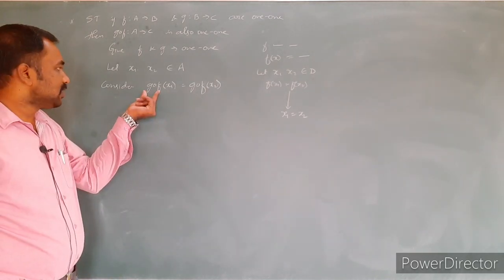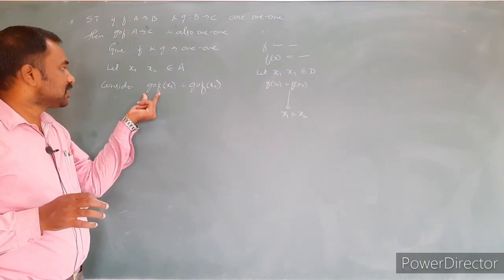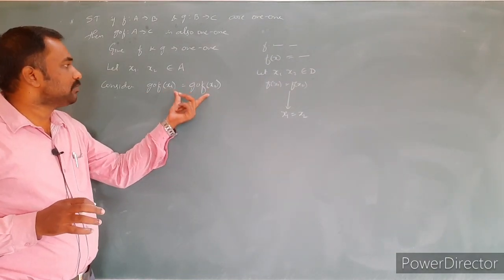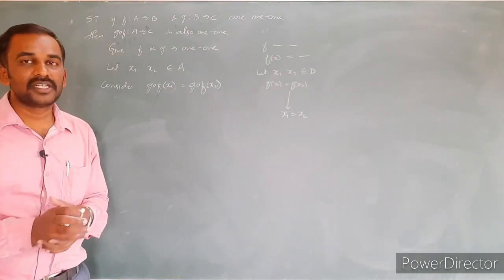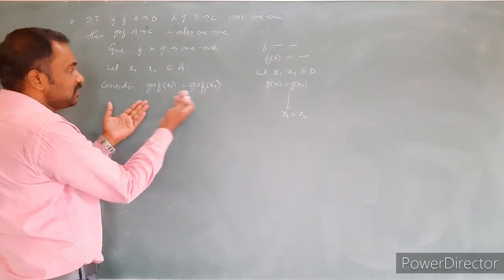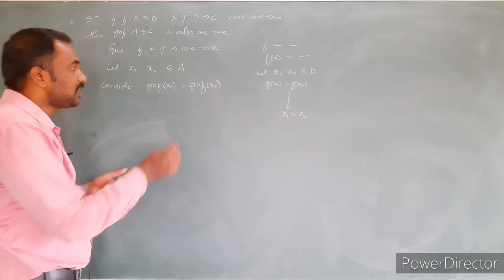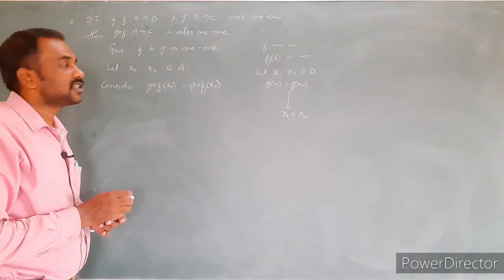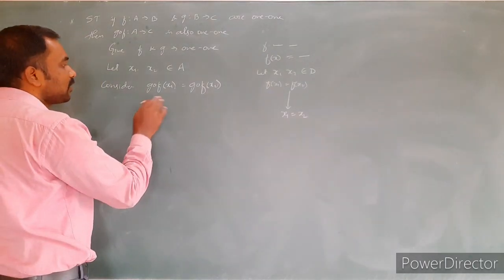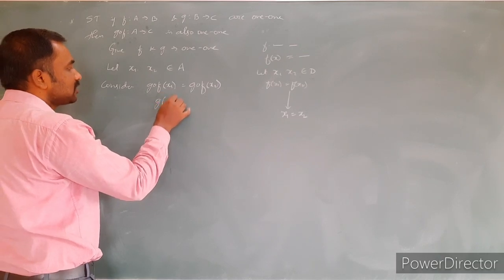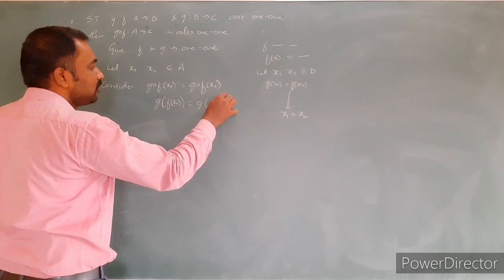What is the meaning of this? After taking the composition, we get a single function. That single function has two different elements having the same image under the function g circle f. On simplifying, we have to get x1 equal to x2. How do we simplify? Taking the composition, we can write g of f of x1, and similarly here we can write g of f of x2.